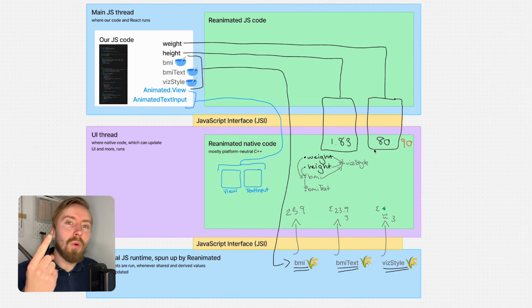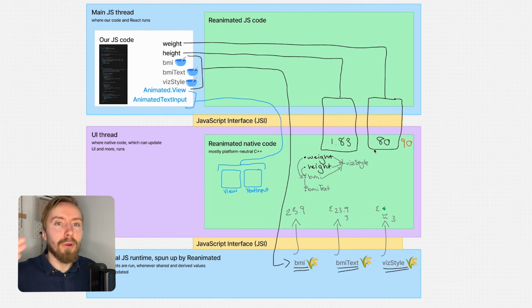In our case, we have 1 second, so that's 60 updates across that second if we're aiming for 60 frames per second. So that's 60 times that weight is changed and 60 times that the values derived from weight that use weight are updated, and 60 times that our native animated views are updated without a round trip to JavaScript. So let's go through and see how that happens.